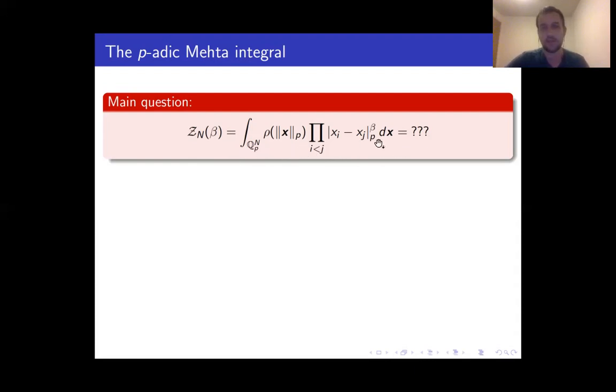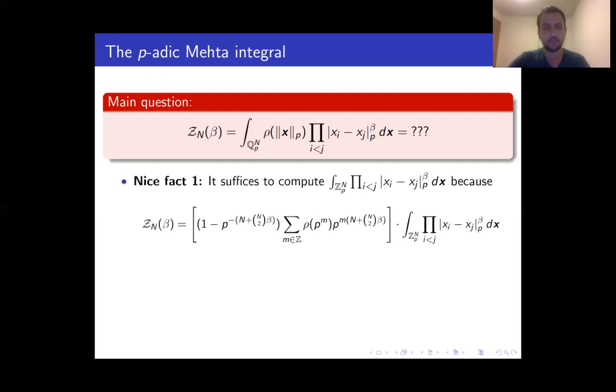So this is the p-adic Mehta integral. We want to know what it is. And more than that, we want to know for which beta it converges. So we're going to take advantage of some very nice facts. One of them is that we actually don't need to compute this integral as is. We can reduce it to computing this one.